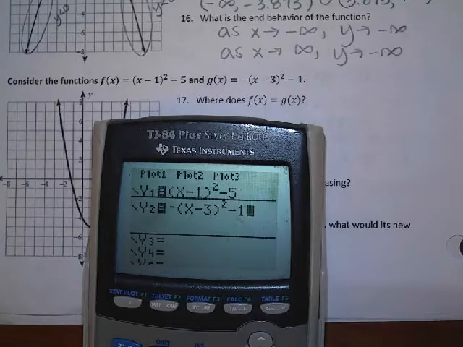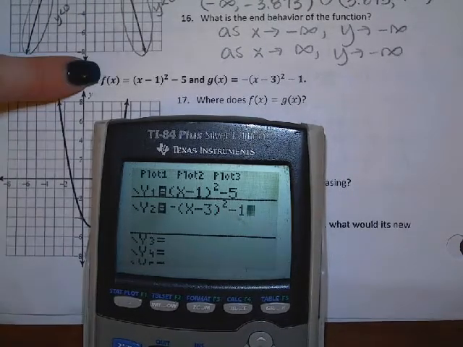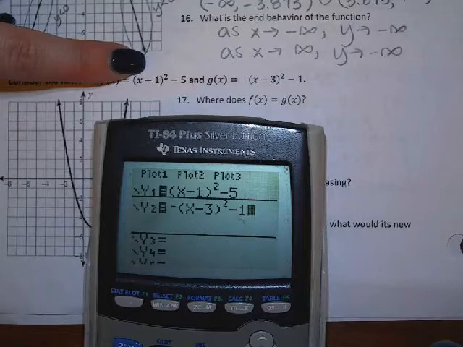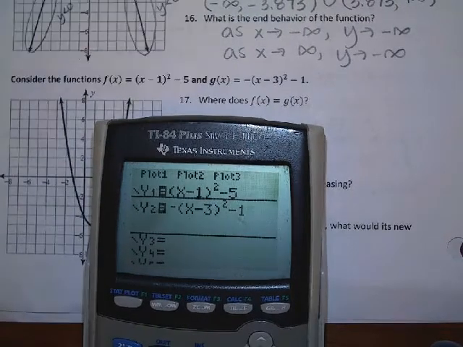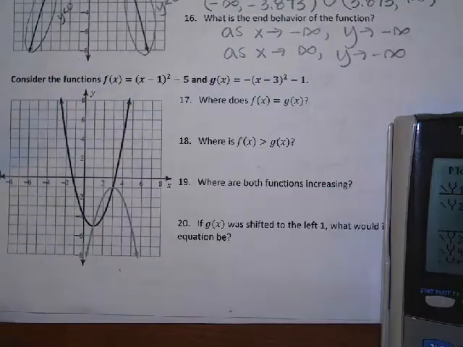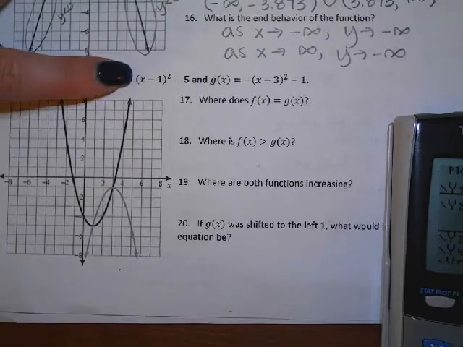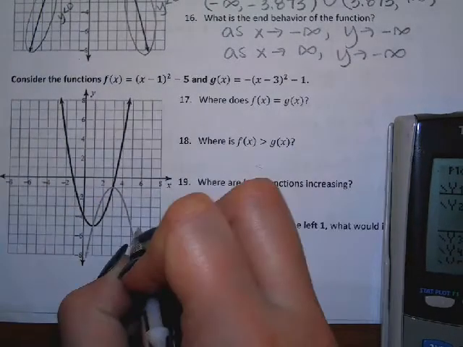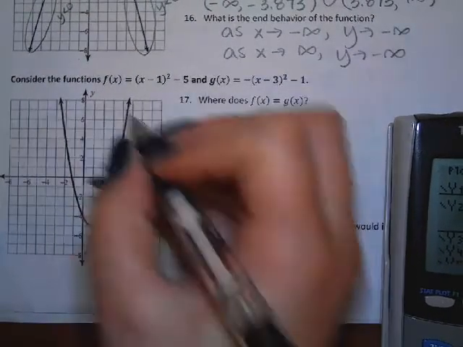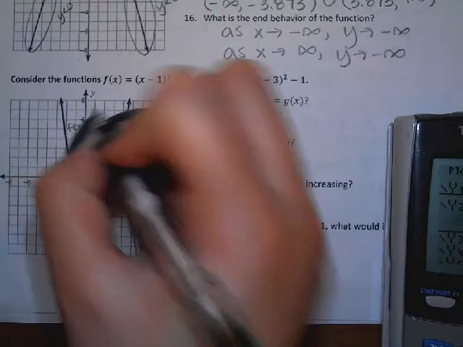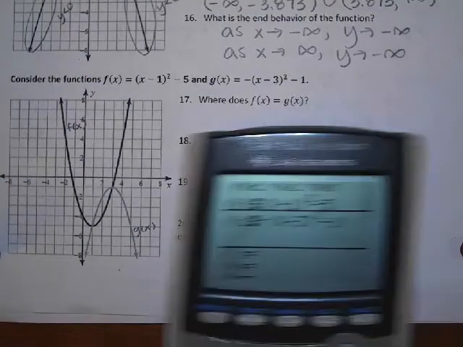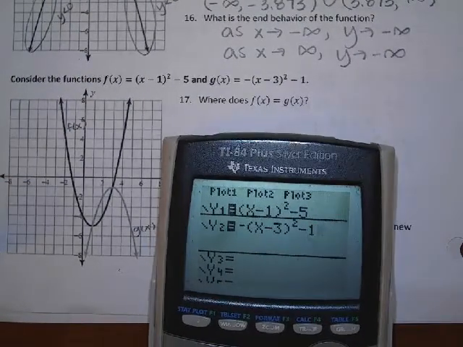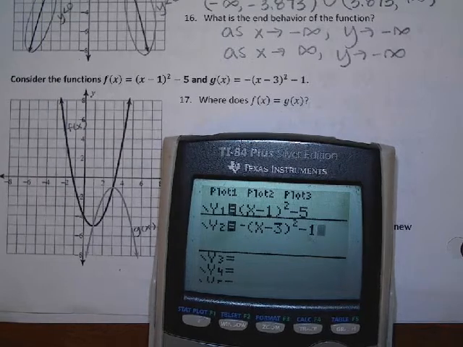Okay, so they said f of x is one of the parabolas, g of x is the other one. Can you guys tell which one's which? We got a black one and a gray one. The gray one is g of x, I can tell because it's upside down. So this is g of x. This is f of x. All right, so it says where does f of x equal g of x?